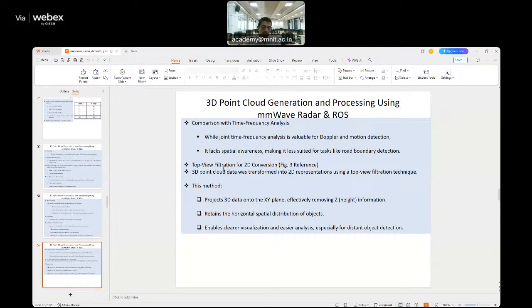Top view filtration for 2D conversion. The 3D point cloud data was transformed into a 2D representation using a top view filtration technique. This method projects 3D data onto the XY plane, effectively removing Z information, as we have already seen in the morning. It retains the horizontal spatial distribution of objects and enables clearer visualization and easier analysis, especially for distant object detection.